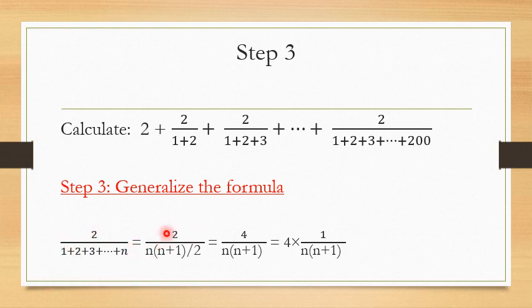So now we get 2 over n times (n plus 1) divided by 2 equals 4 over n times (n plus 1), because you multiplied by 2 on each side. And then you get 4 times 1 over n times (n plus 1).